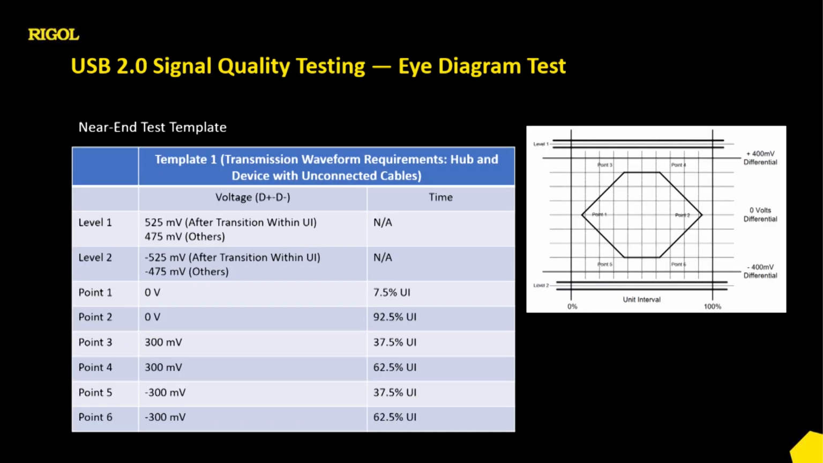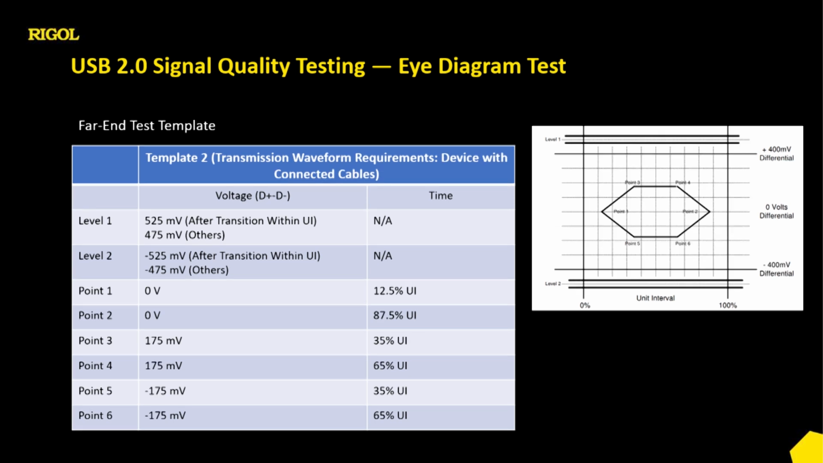The results of the eye diagram test of the USB 2.0 signal need to conform to the standard eye diagram template provided by the USBIF Association. In the USB 2.0 consistency test, the eye diagram test results are an important reference item. You can see that the near-end eye diagram test template has more stringent requirements.